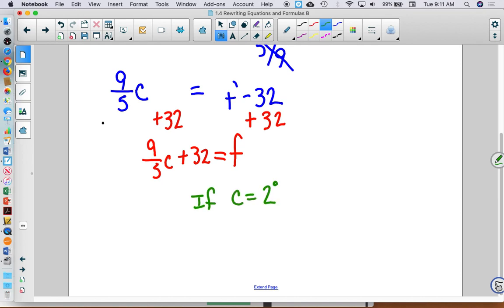Please don't blurt. Did everybody plug it into their calculator? Because that's so easy to do.